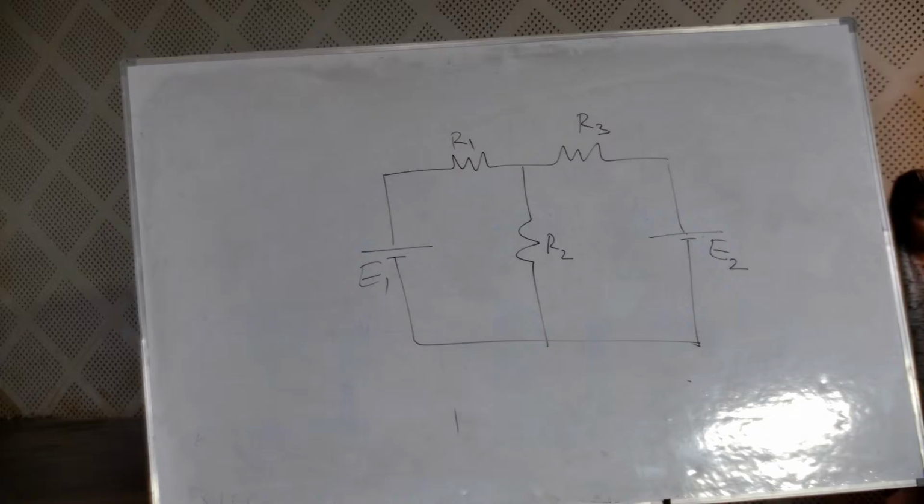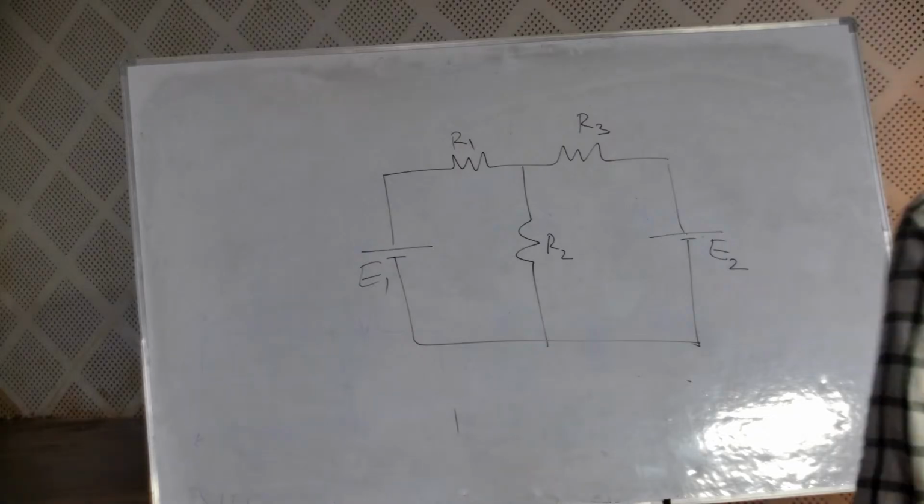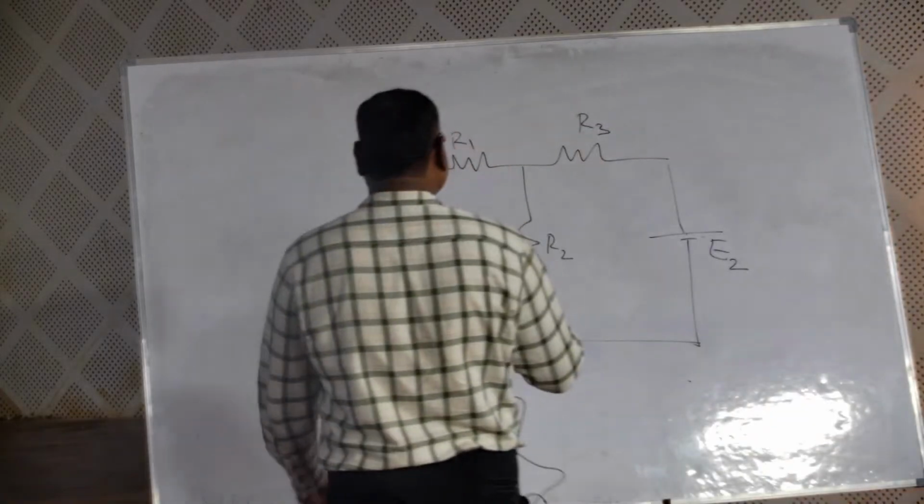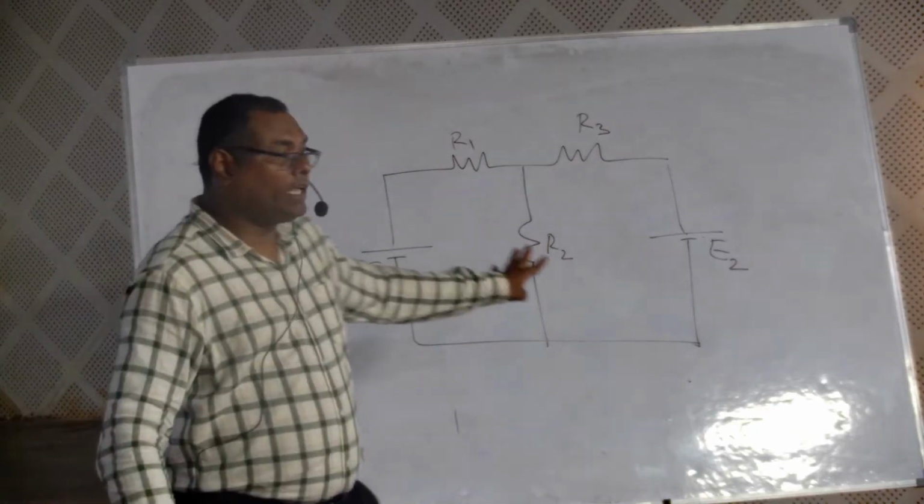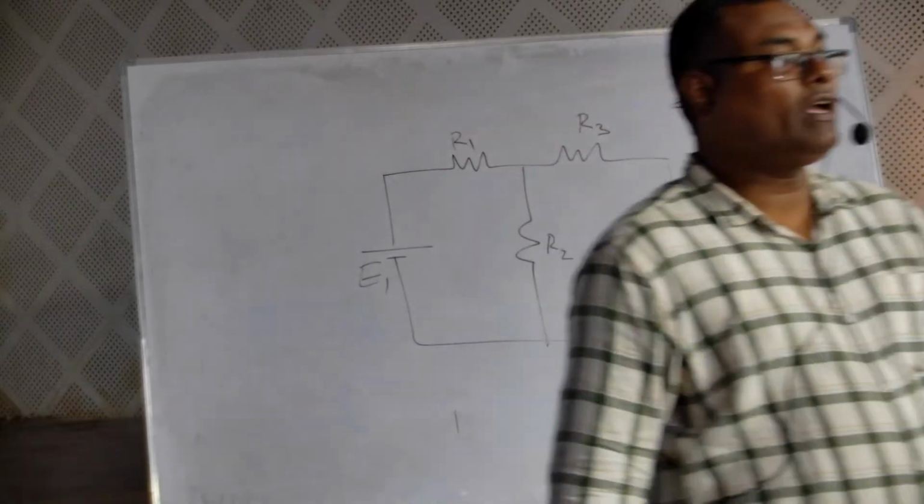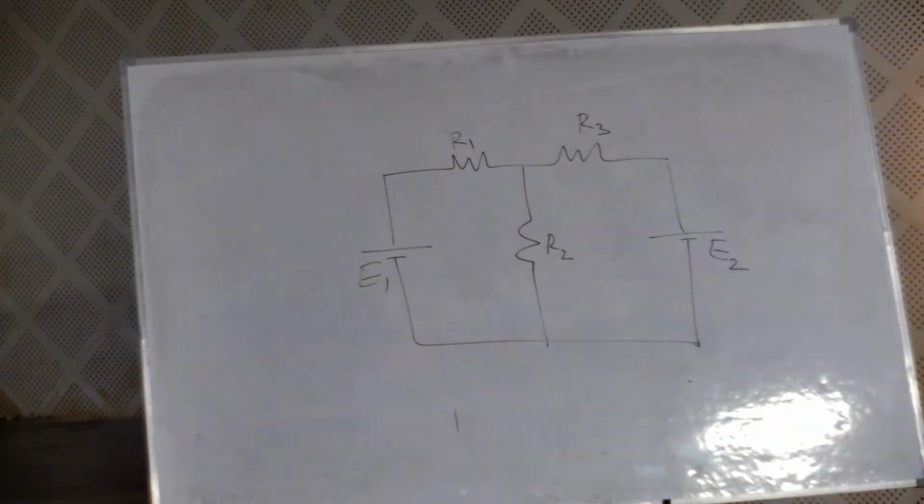What knowledge should we have? KCL and KVL knowledge. If you see the diagram, what we have observed very carefully is that by seeing the diagram, we identify that we have junctions and closed loops.